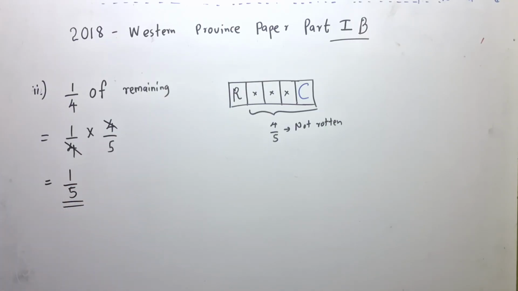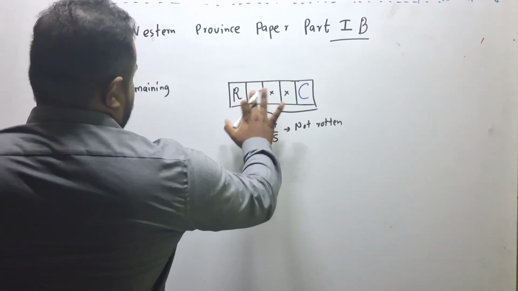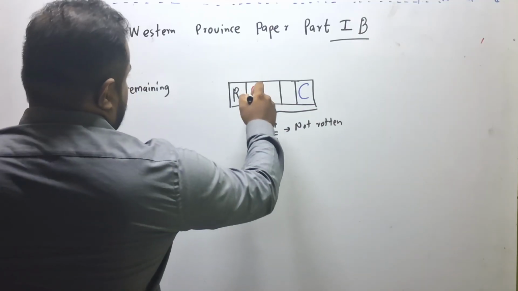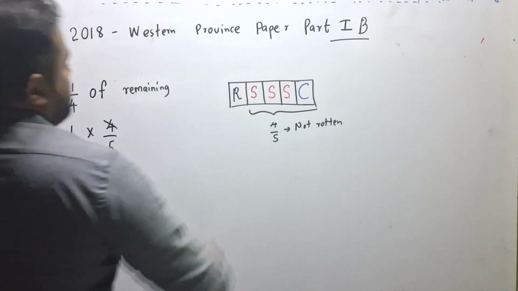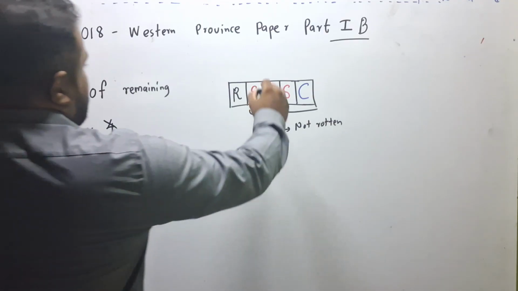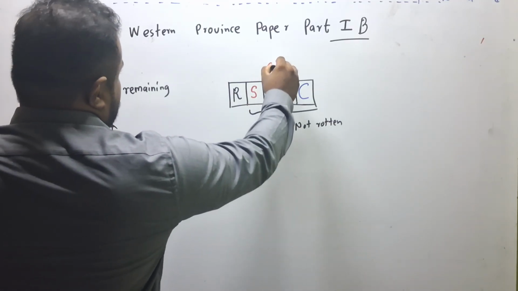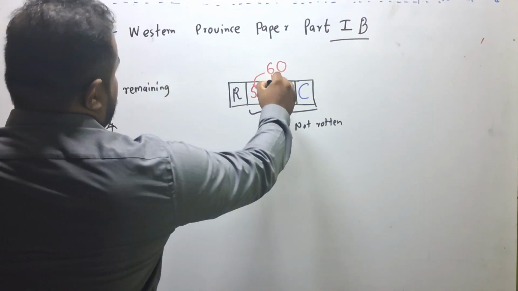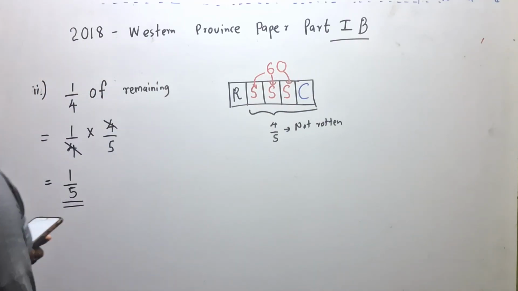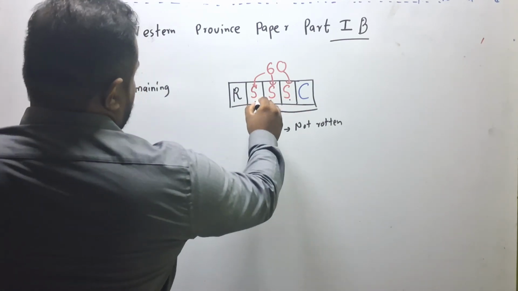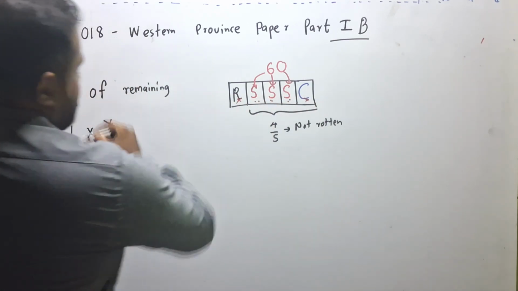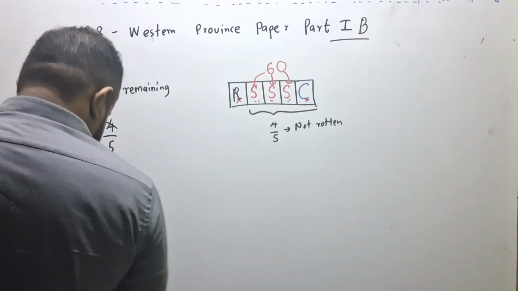Next question. He sold the remaining mangoes. If the number of mangoes he sold was 60, how many mangoes did he buy? These parts have been sold. And the number of mangoes he sold was 60. These 3 parts are equal to 60. So 1 part is equal to 20. So how many 20 parts? 1, 2, 3, 4 and 5. That means he took 100 mangoes.